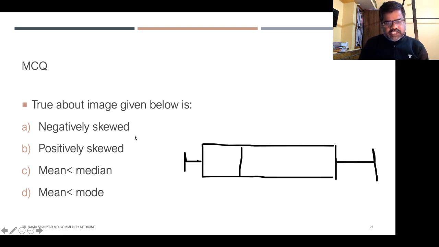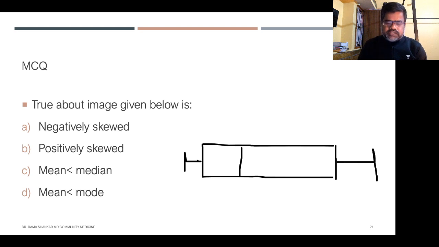It is negatively skewed. Is it positively skewed? Mean is less than median, or mean is less than mode? So, based on this image, you have to say whether it is negatively skewed, positively skewed, mean is less than median, or mean is less than mode. To answer this question, first of all, do we understand what the image is? If you don't understand what type of image it is, then it's not possible to answer the question.